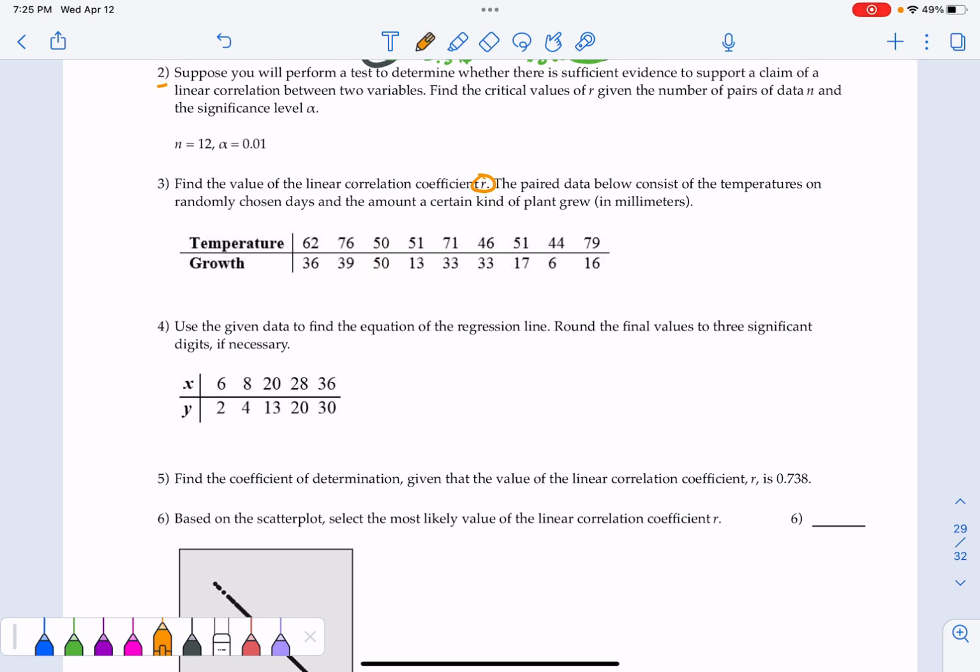So they want you to find the value of R, okay? And what you're going to have to do, I'm not going to do this for you, you're going to have to plug these in. Your X's are going to be temperature, your Y's are going to be growth, and plug that in.